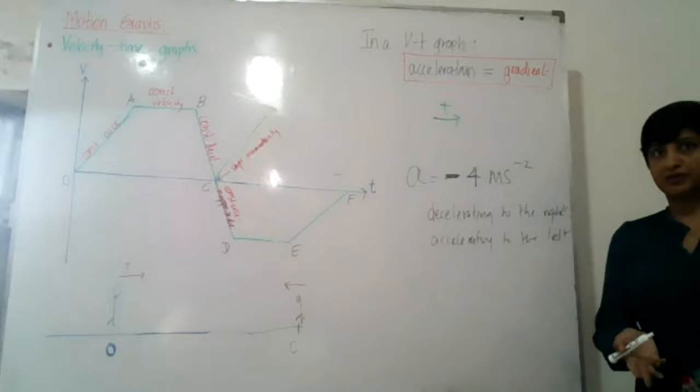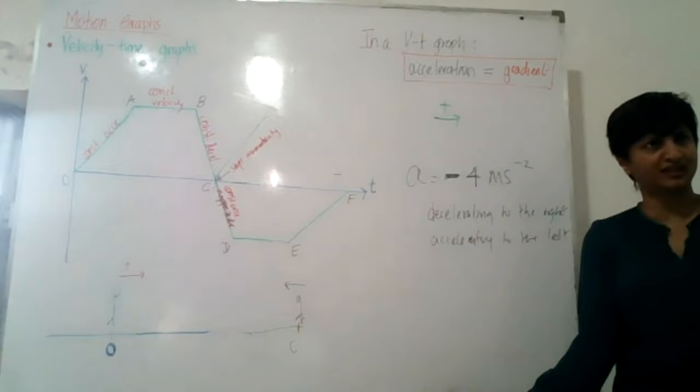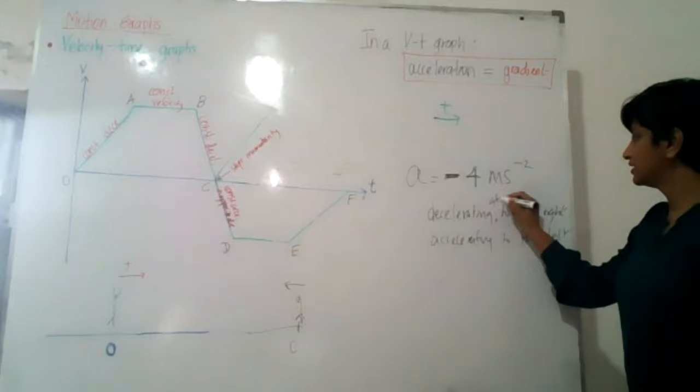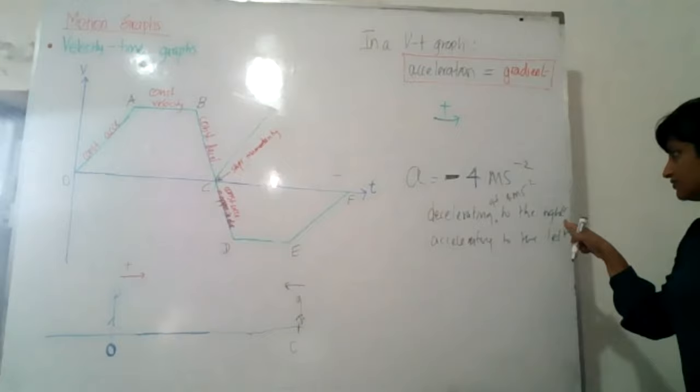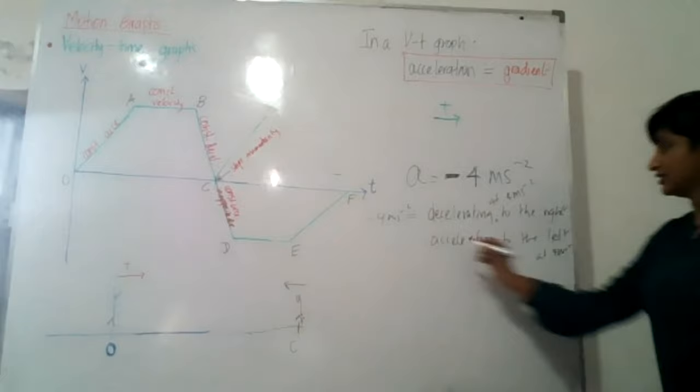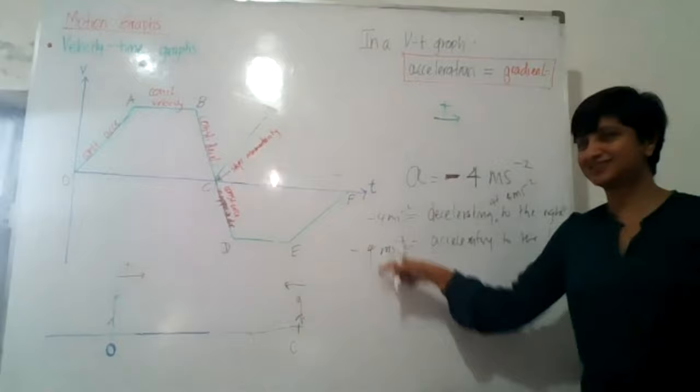In terms of motion, these are different. Decelerating this way and accelerating the other way mean two different things. But mathematically, as a value, it's the same. If I say somebody is decelerating at 4 meters per second squared to the right, and I take right as positive, this means minus 4 meters per second squared. If I say he's accelerating to the left at 4 meters per second squared, how do you write it? As minus 4 meters per second squared. So both are written in the same way.